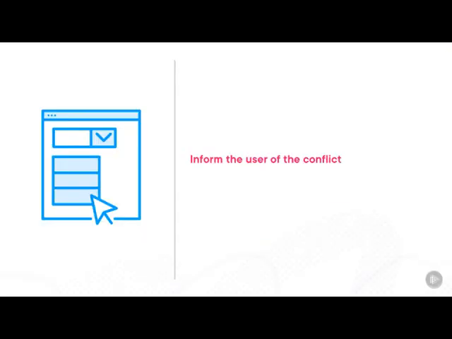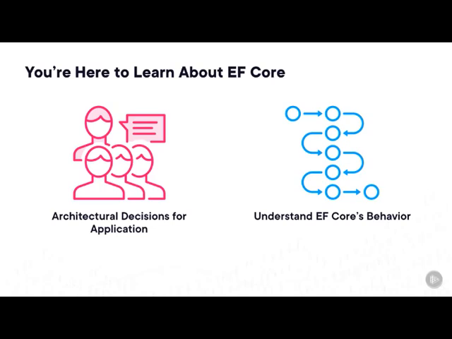Or maybe you would inform the person using your application, hey, there's already a cover attached to this book, and here are its details. Do you want to edit it? Do you want to replace it? Or maybe just leave it alone? These are more architectural decisions, really understanding what your business rules are and what kind of logic you want to apply. But before you can make those decisions, it's really important to understand the behavior of the tools that you're using.